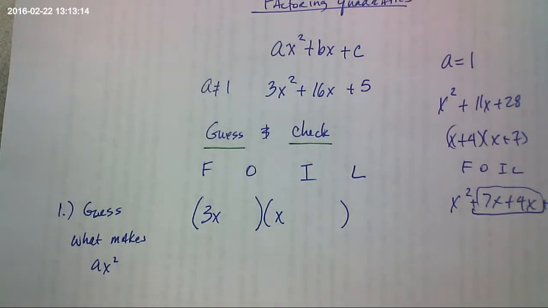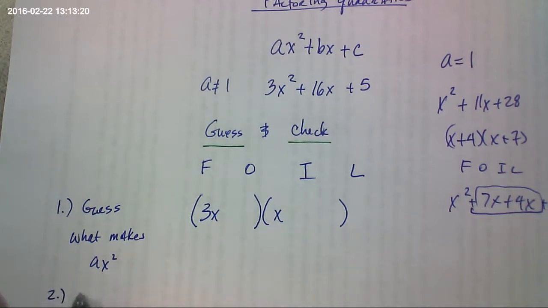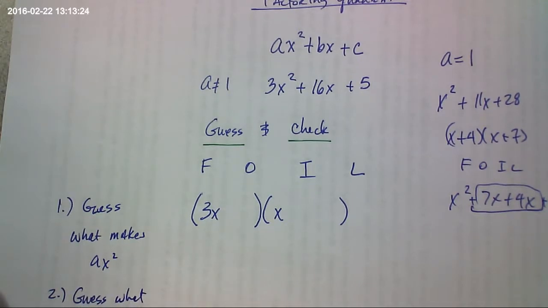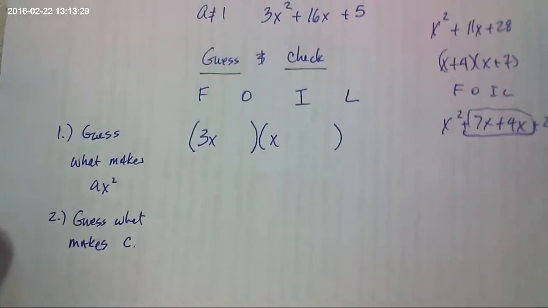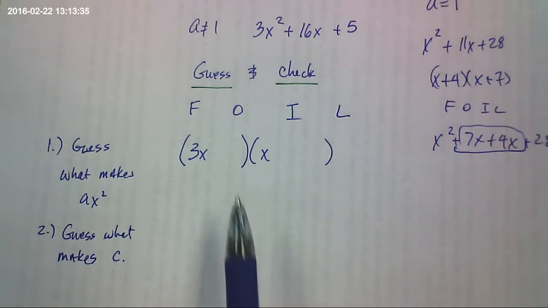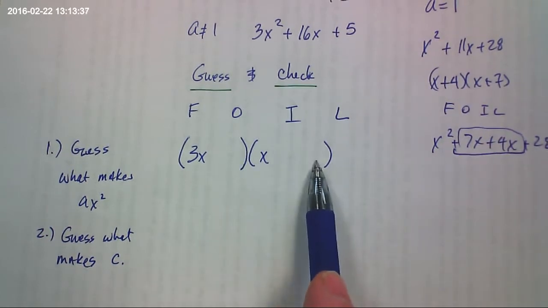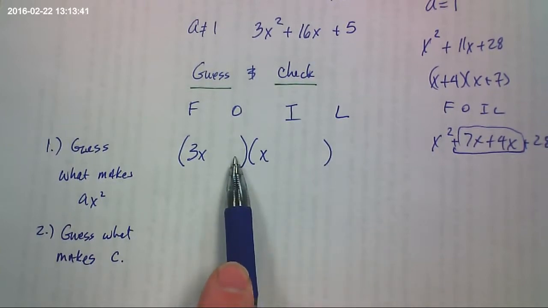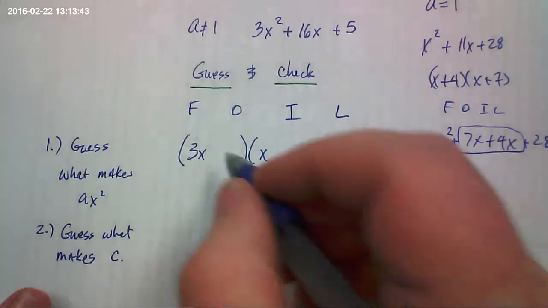Okay? We don't know if that's the answer or not, but it could be. Second thing you do is you guess what makes C. So C is 5. So look, this is how it works. It could be 5 and 1, or it could be 1 and 5. You see what I mean? We have two guesses right here.